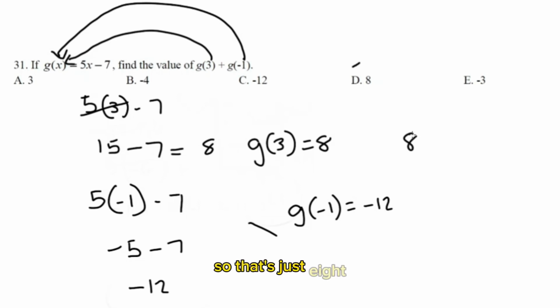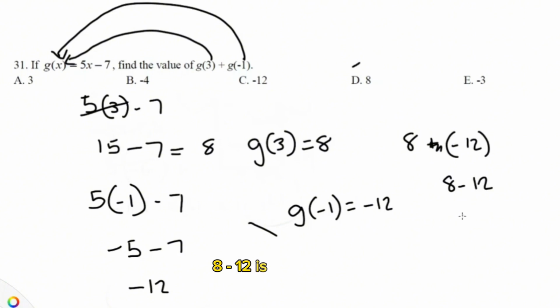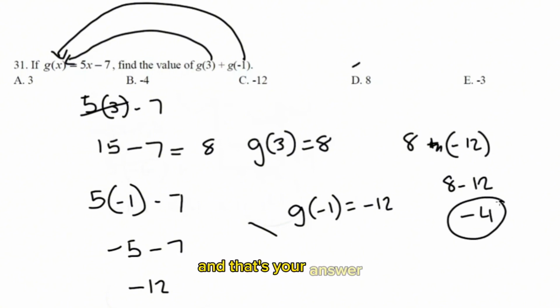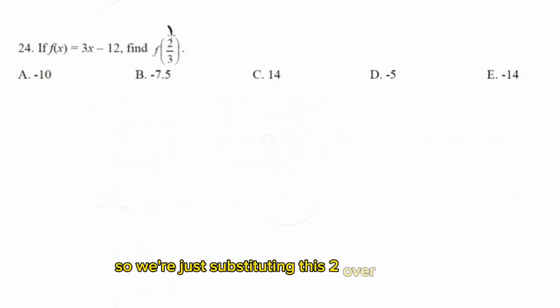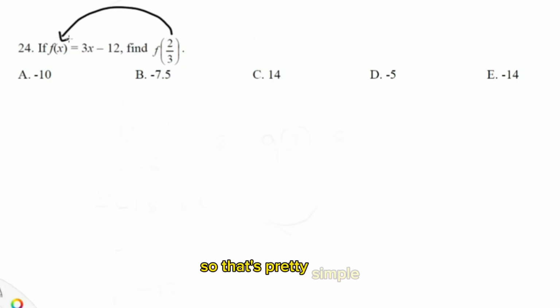So that's just 8 plus negative 12. So when there's a plus and a minus, the plus just cancels out. So it's just 8 minus 12. 8 minus 12 is negative 4, and that's your answer. Next, if f of x is equal to 3x minus 12, find f of 2 over 3. Alright, so we're just substituting this 2 over 3 in for x. So that's pretty simple. Let's solve.